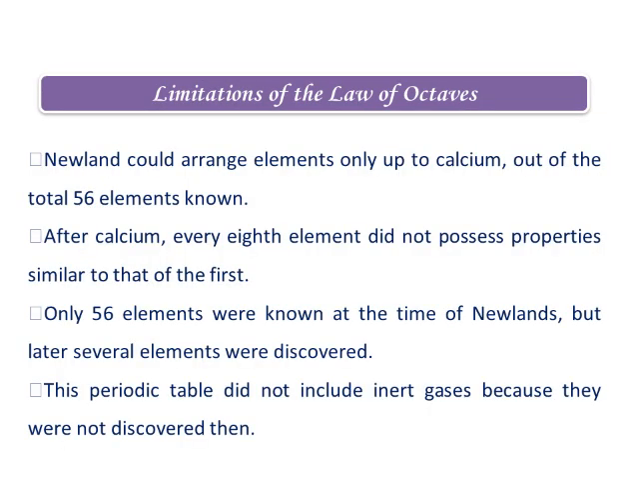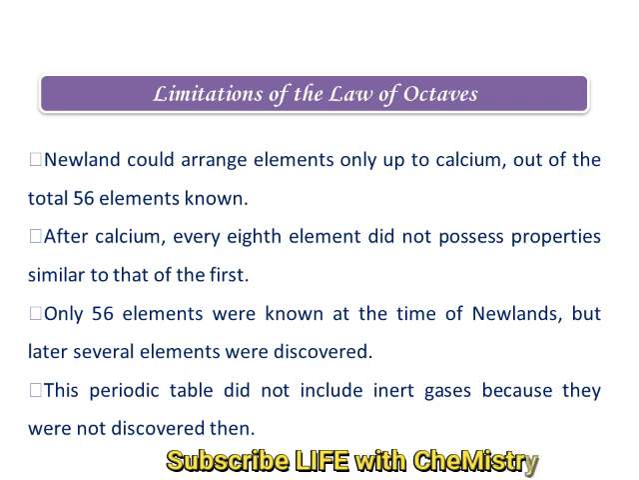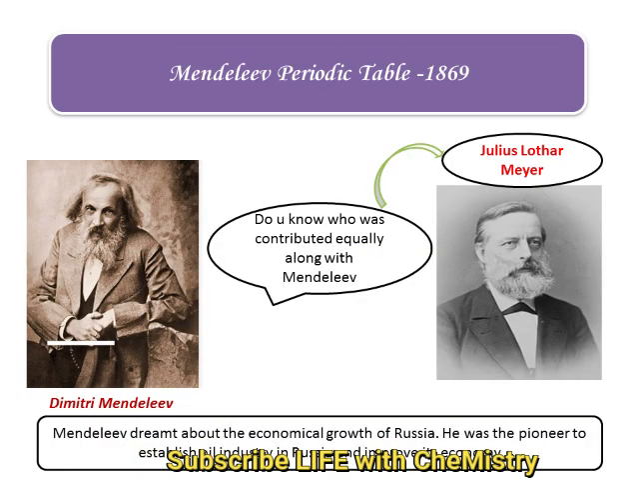Limitations of the law of octaves. Newlands could arrange the elements only up to calcium out of the total 56 elements known. After calcium, every eighth element did not possess properties similar to that of the first. Only 56 elements were known at the time of Newlands, but later several elements were discovered. This periodic table did not include the inert gases because they were not discovered then.